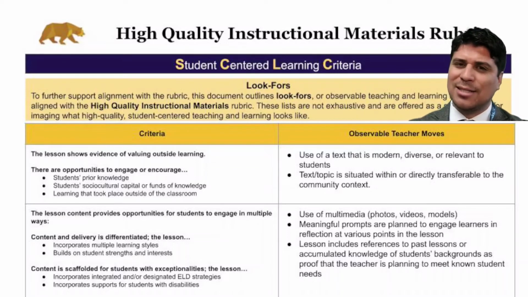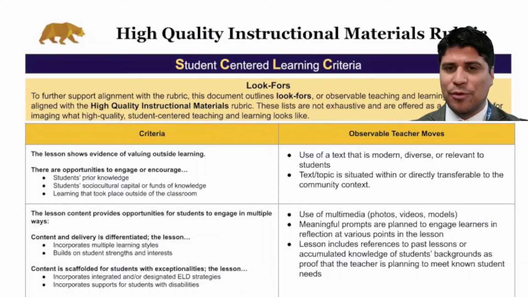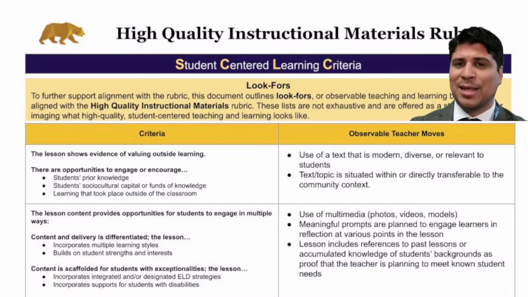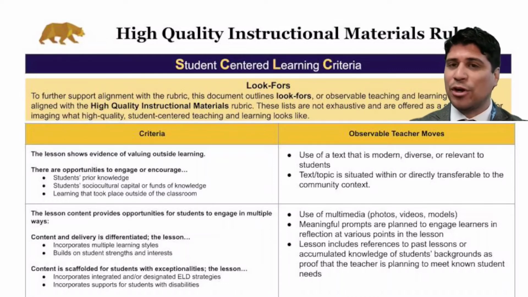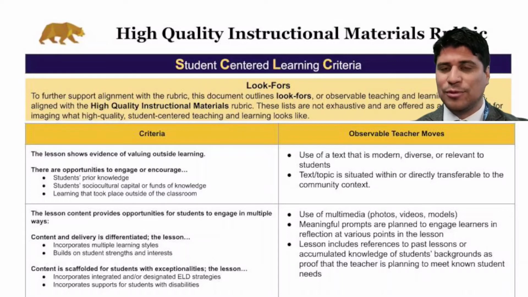So what exactly does that look like? Well, an observable teacher move from that type of lesson would show use of a text that is modern, diverse, or relevant to students. Text or a topic is situated within or directly transferable to the community context. Now, the observable teacher moves are only the ones that we've identified. There could potentially be other observable teacher moves.